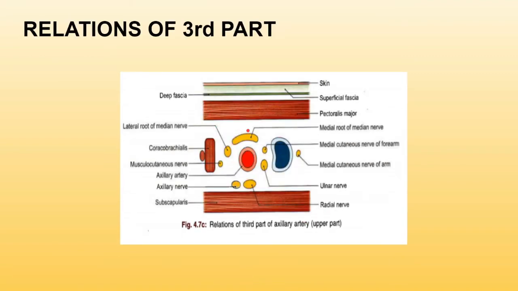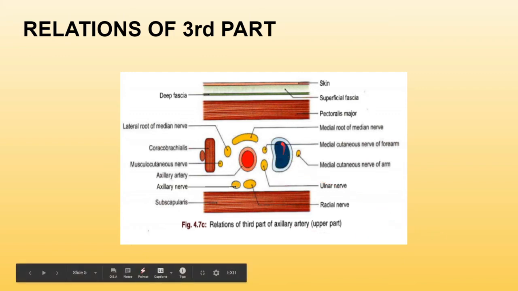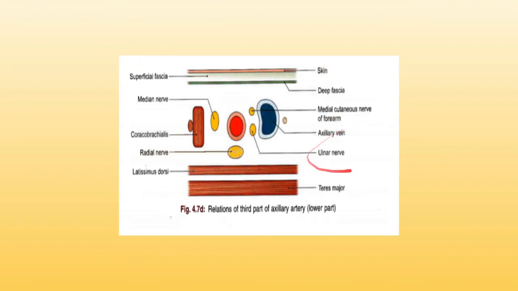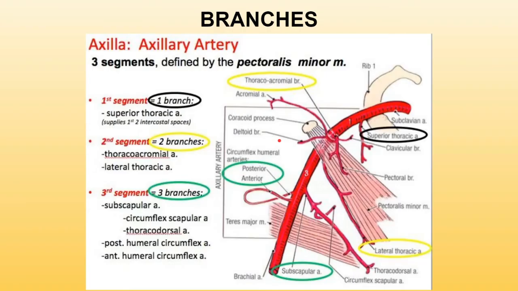Now the medial part. In the medial part, all the relations are the same in both parts. That is axillary vein in both of them, medial cutaneous nerve of forearm, medial cutaneous nerve of arm, and the ulnar nerve. All the things are the same in both. Now the branches of the axillary artery. Because of the crossing of the pectoralis minor muscle, it divides into mainly three parts. We discussed this, right? Now each segment gives further branches.